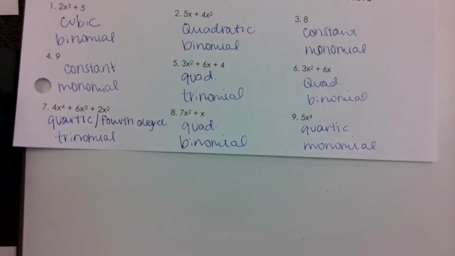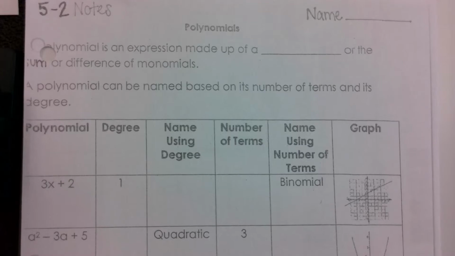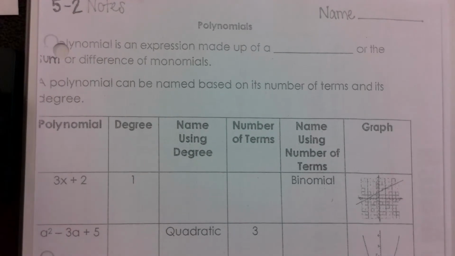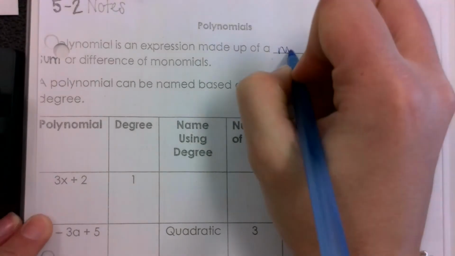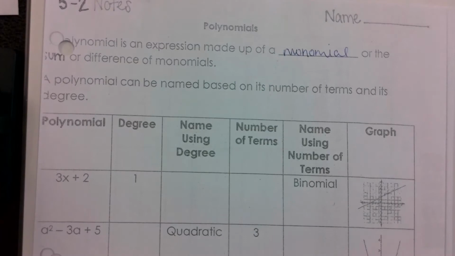We all right? Awesome. So we are going to go on to the notes that you picked up on the way in. And most of this, y'all, we've already talked about. So the top says a polynomial is an expression made up of a monomial, or the sum or difference of monomials. So it could be 1 term or it could be a bunch of terms. Remember we said polynomial is kind of like that umbrella that all these other things are going to fall under.